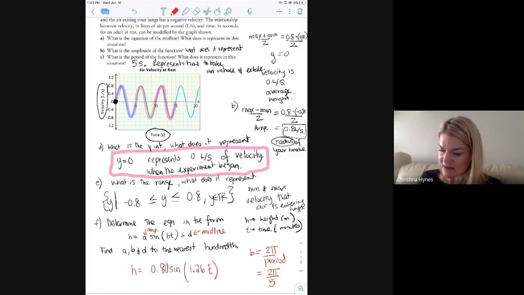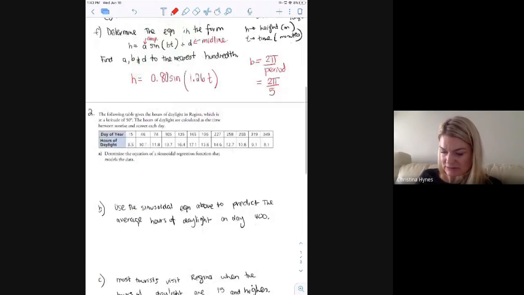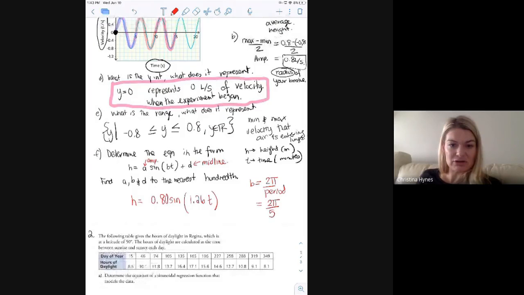So my midline I found in question A, and I found that the midline was 0. So I could add 0, but that won't change the equation, so I don't need to include it. Normally I would say +5 or +0 in this case, but I don't need to write a +0. So that is your final equation. Okay, so this would be your answer in this question.